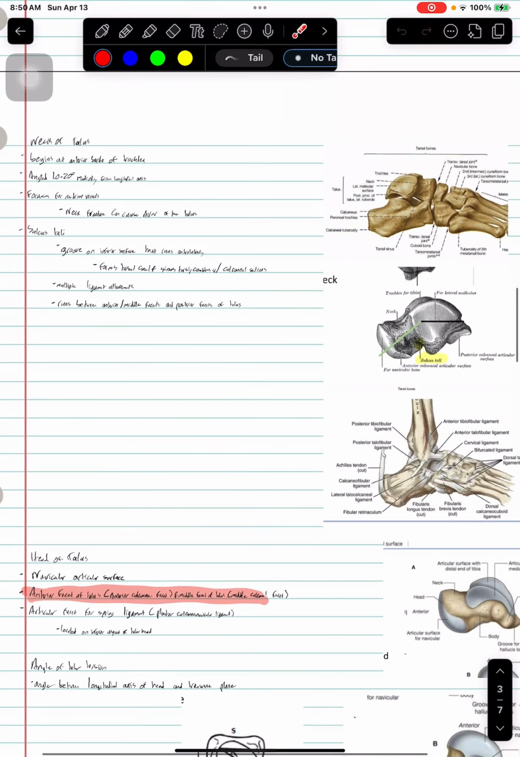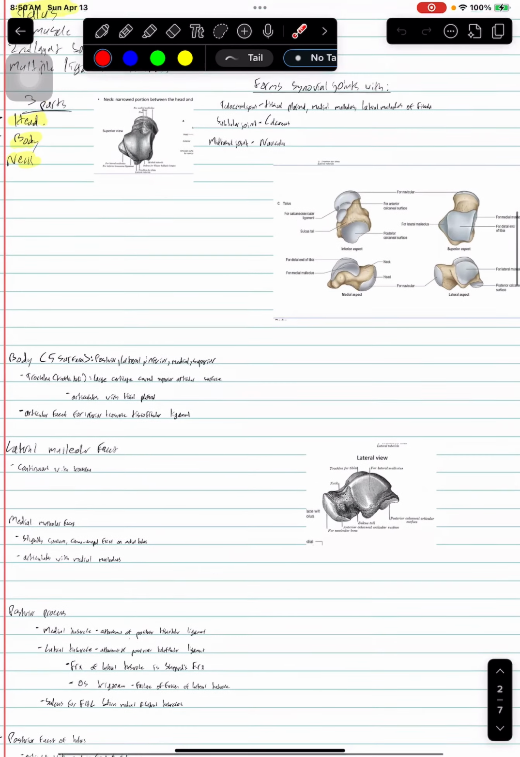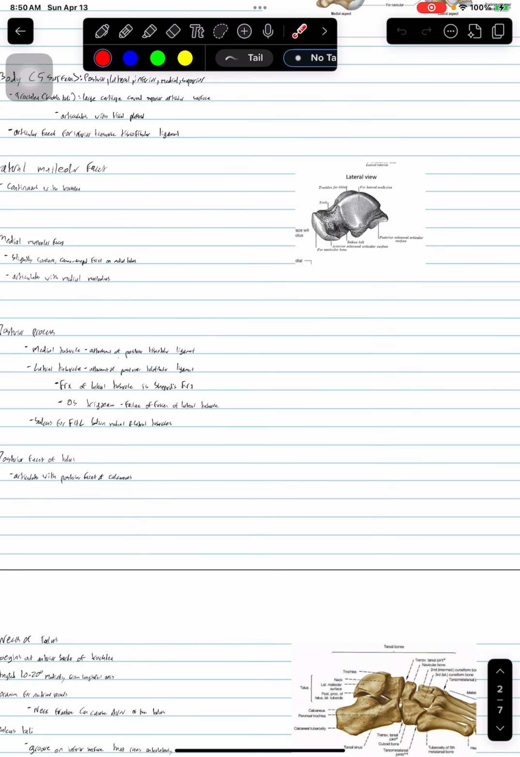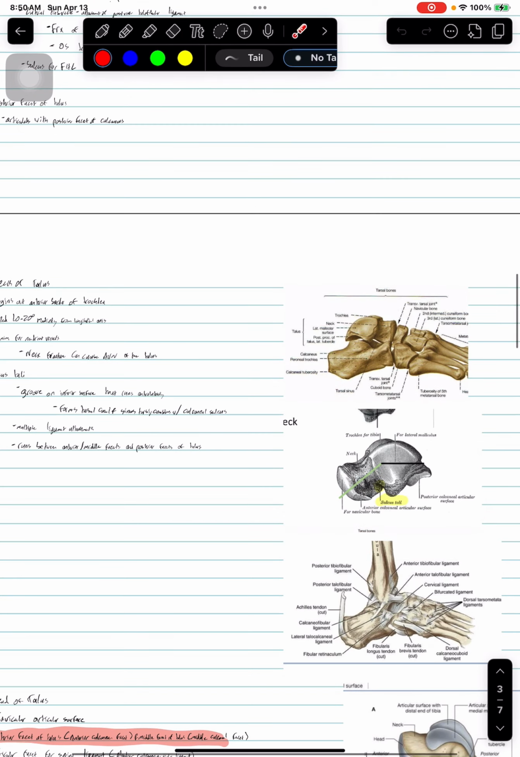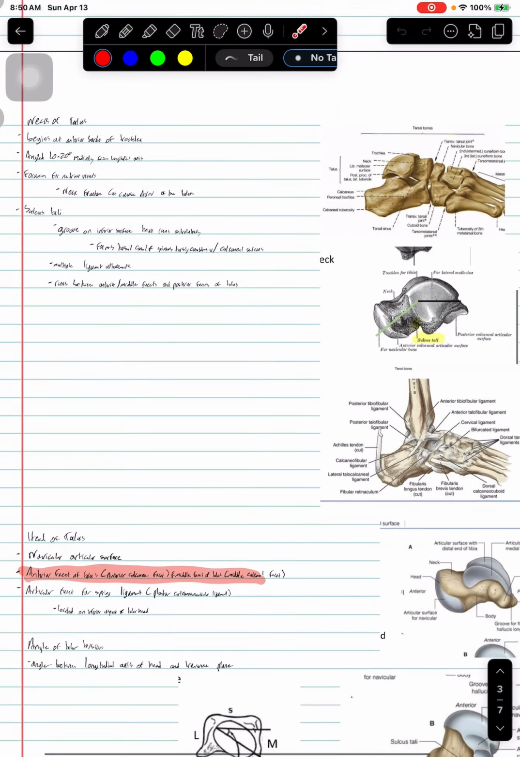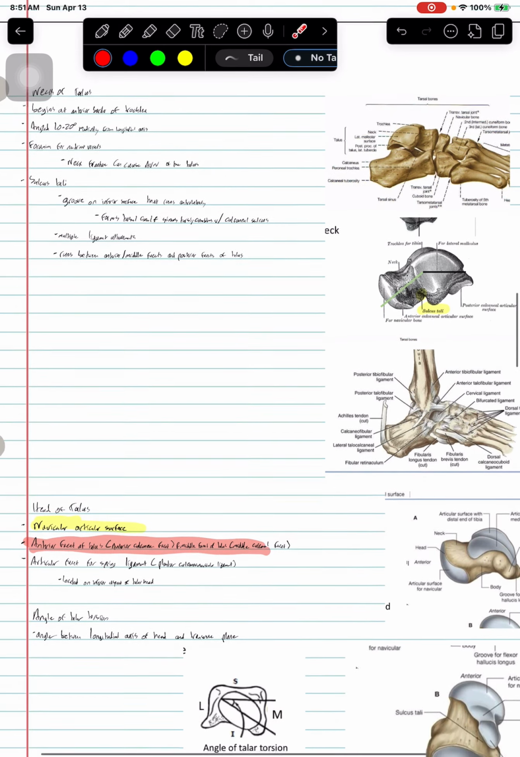The head of the talus, which again, remember guys, is the anterior side. This is just a lateral view. In this picture, you see the head of the talus up here is going to articulate with the navicular bone. So the head of the talus is going to articulate with the navicular bone.